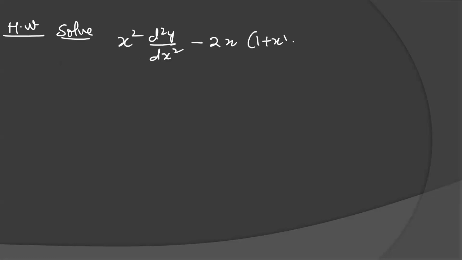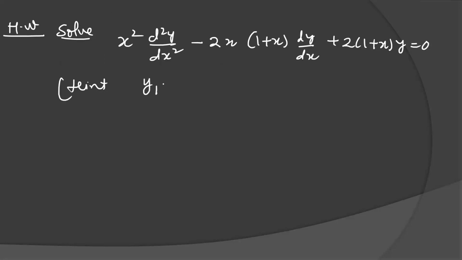Okay. Let's see the next example. I am giving this example as homework. You can try to solve x square d2y by dx2 minus 2x(1 plus x) dy by dx plus 2(1 plus x) y equal to 0. Again, it is homogeneous. I can give you a hint here. You can check the first part of CF is x because p plus qx is 0. You can check it. And this is a very good question.